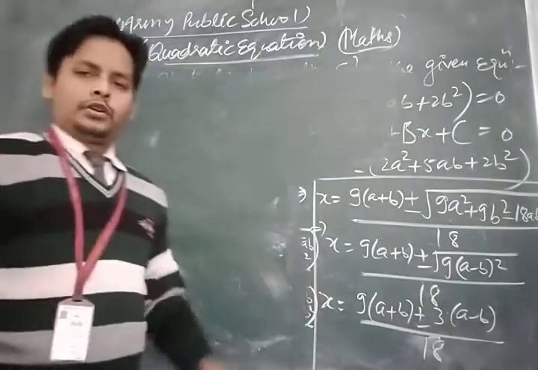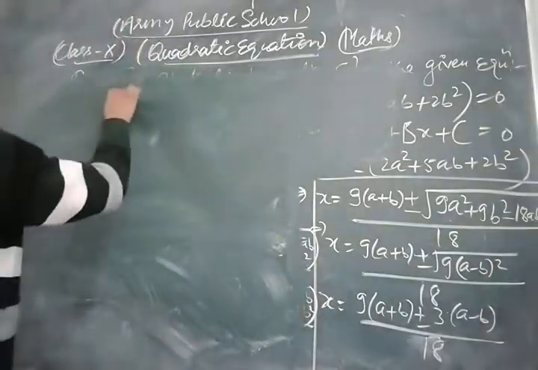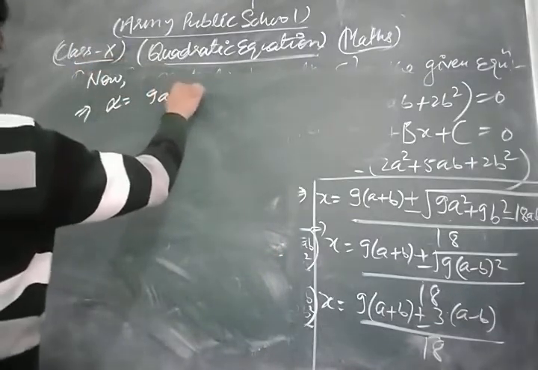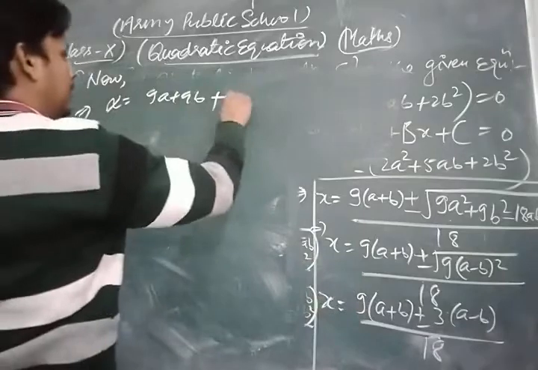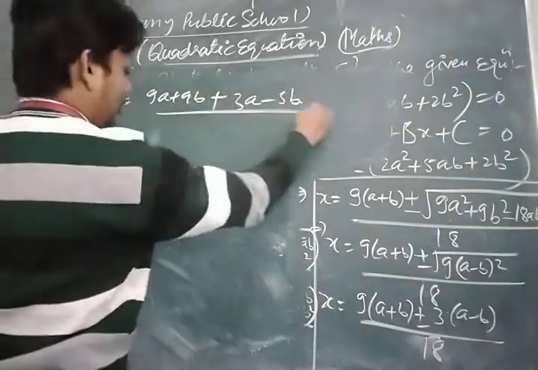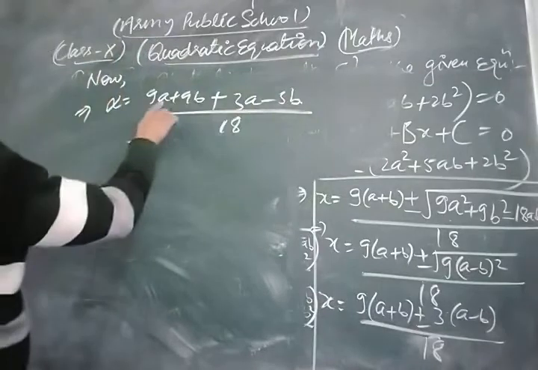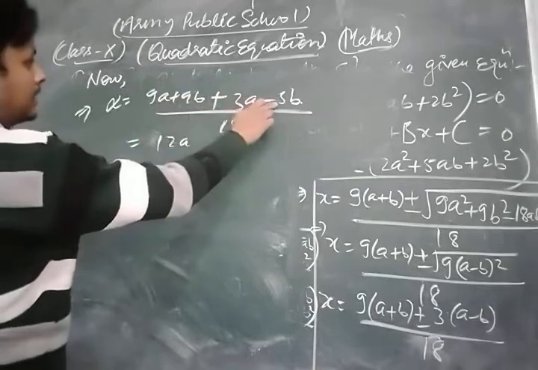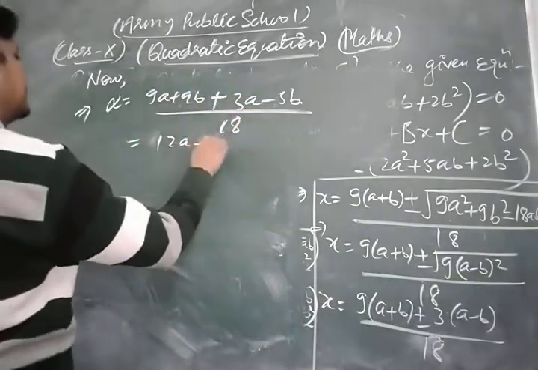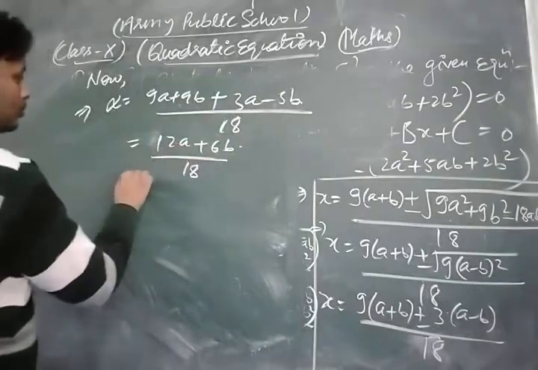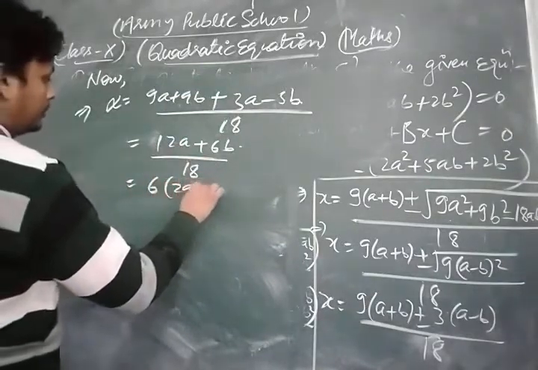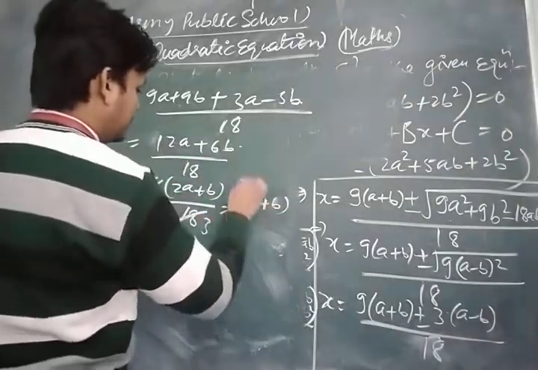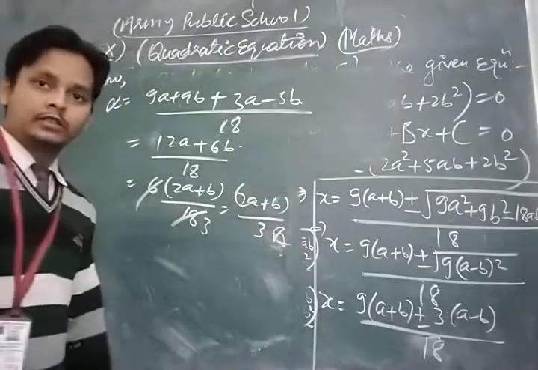Now we take the positive sign. We take the first root as alpha is equal to 9b plus 3a minus 3b upon 18. So we get 9a plus 3a, that is 12a, plus 9b minus 3b plus 6b upon 18. We take 6 as common, so 2a plus b upon 18, 6 threes are 18, so 2a plus b upon 3. This is the first answer.